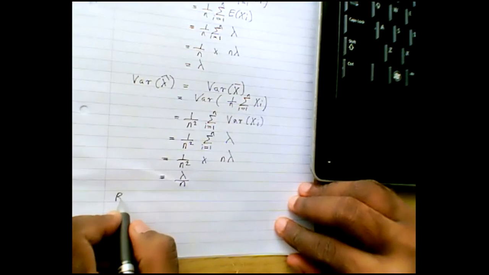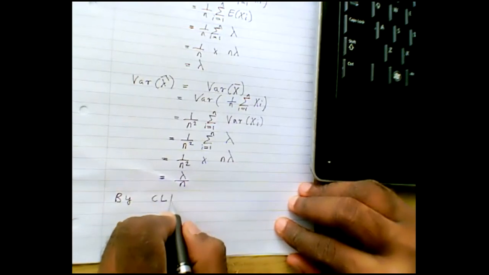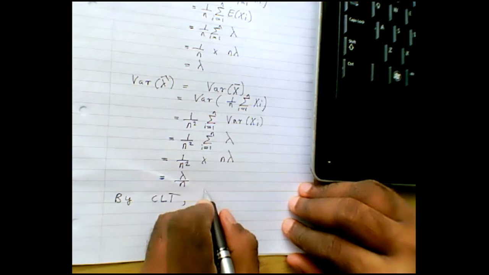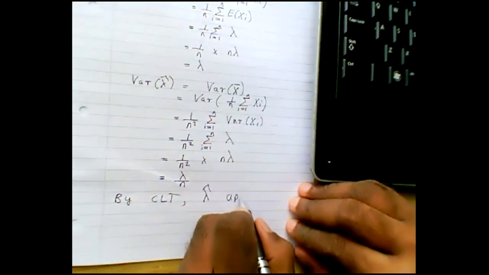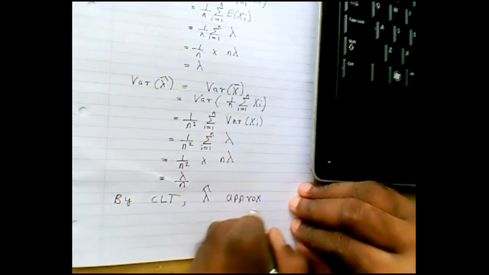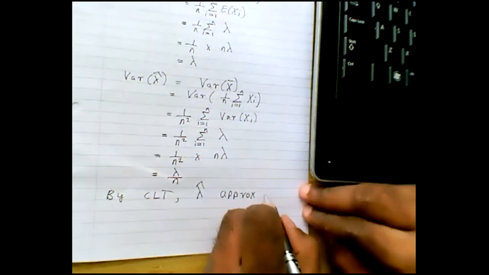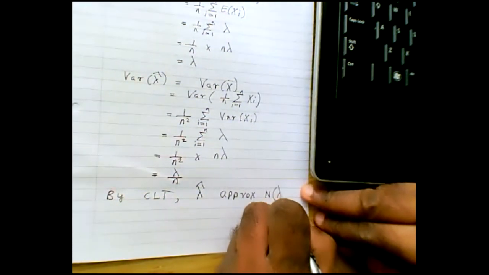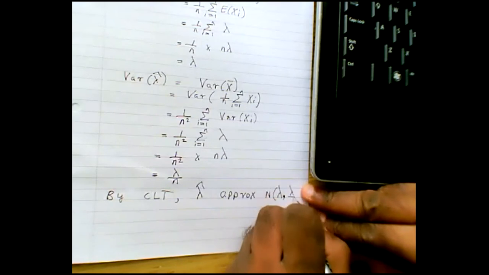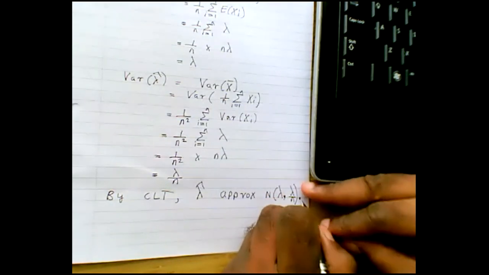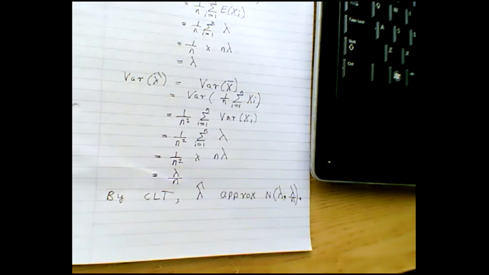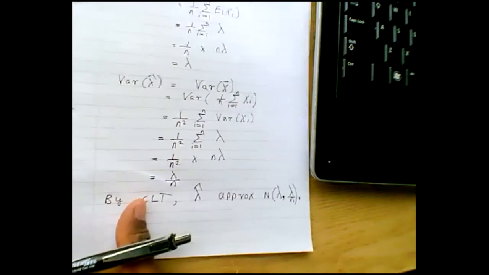So by the central limit theorem, you can say that lambda hat has an approximate normal distribution with mean equal to lambda and the variance equal to lambda by n. Right. So this is part one of question 6. Part two is easy, really. It's not really difficult. Part 2 you should be able to do by yourself.